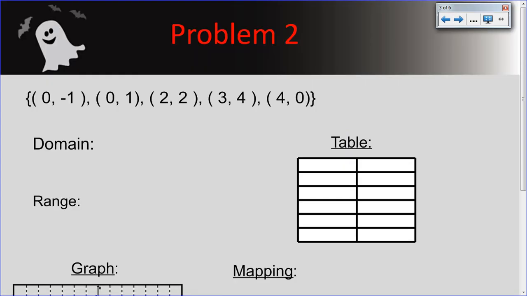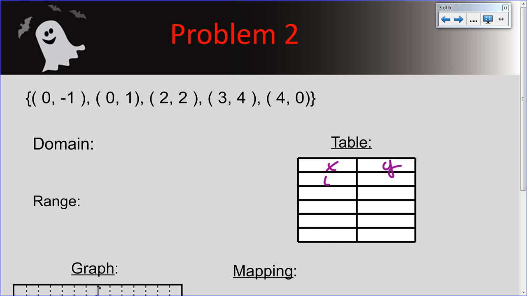So let's practice another one. So here is problem number 2. They have given you the ordered pairs on your paper. We're going to go through this, write the domain and range, fill in all the stuff, and then determine if it's a function or not. Like I said before, I like to do the table first because I find that it is very easy to see the domain and range once I'm in the table.